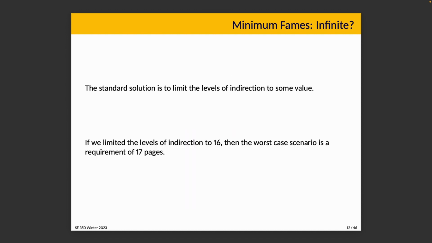And the standard solution is to limit the levels of indirection to some value. If you can only have a chain that is 16 levels of indirection long, then the worst case scenario is a requirement of 17 pages. It's not a ridiculous amount. So how many levels of indirection do you actually need? This is a matter of taste. As long as you pick something and stick to it, we can actually answer the question of how many pages need to be in those frames to execute an arbitrary program given our architecture.